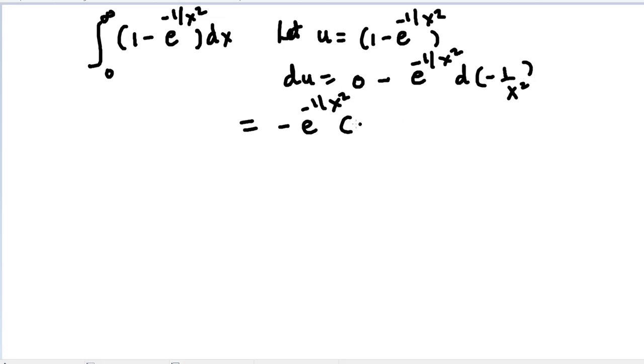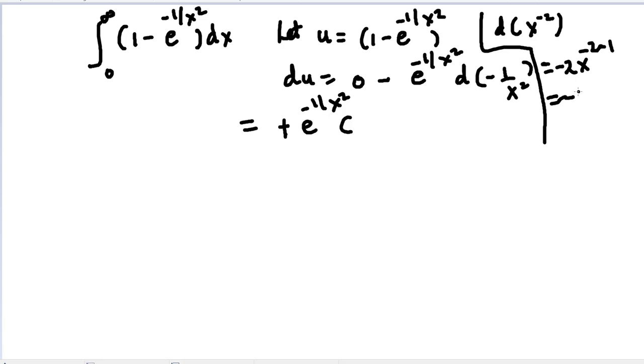Now can I write this as d of x to the power of negative 2? There is a negative sign present here, so I want to move that negative sign outside. Negative times negative gives positive. Now I need to differentiate x^(-2), which gives negative 2 times x^(-2-1), which is equal to negative 2 times x^(-3). Okay, that is what we are going to be writing.